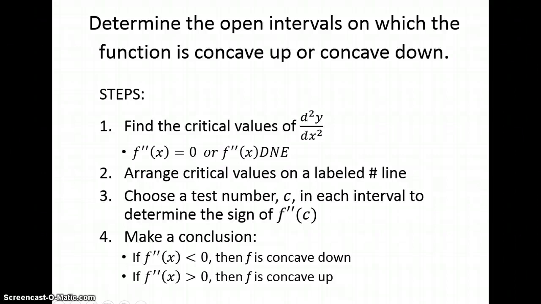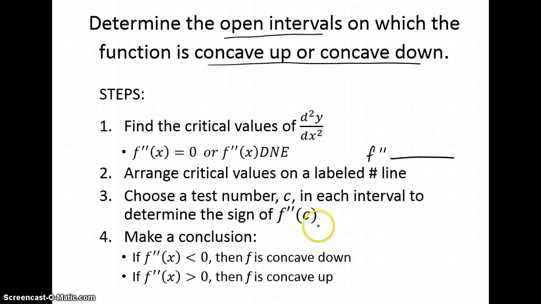So to determine the open intervals for which a function is concave up or concave down, concavity deals with the second derivative. So we find the critical values now of the second derivative. And what are critical values? Set the second derivative equal to 0 or determine where it doesn't exist. We put those critical values on a labeled number line, but now we'll label the number line as f double prime. Same deal, choose a test number in each interval to determine the sign of the second derivative, and then we make our conclusion.